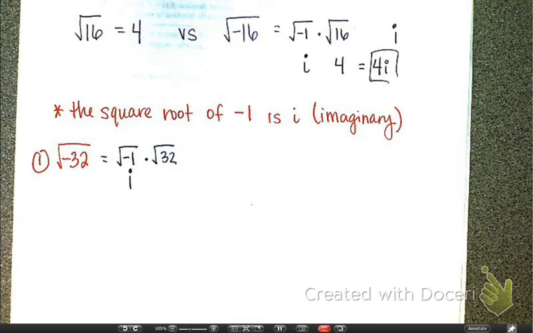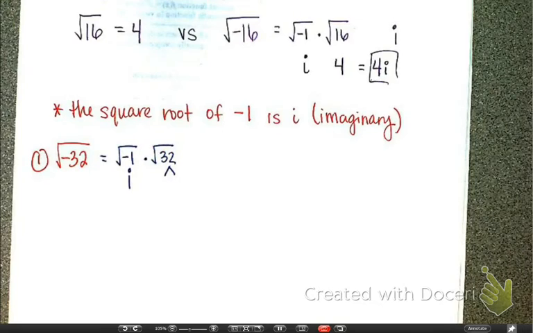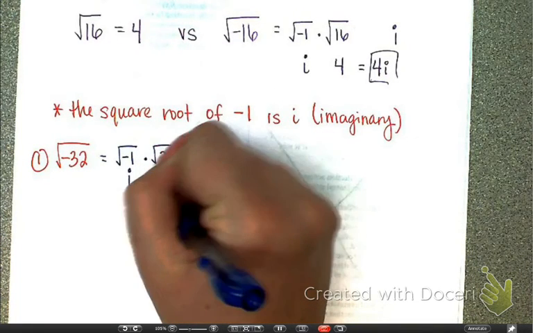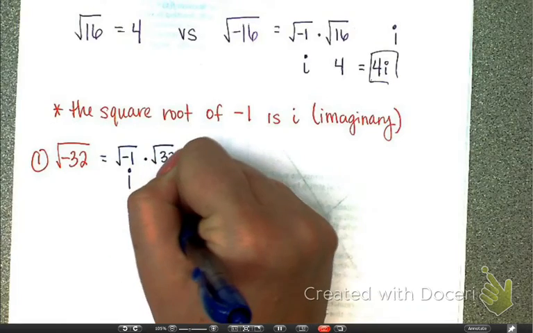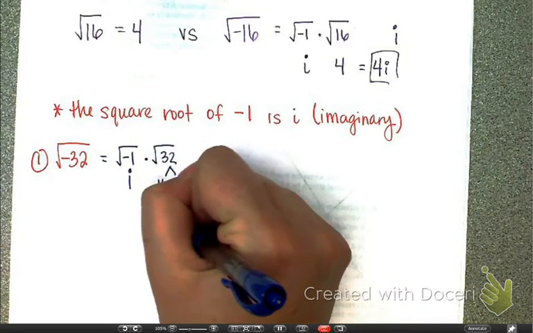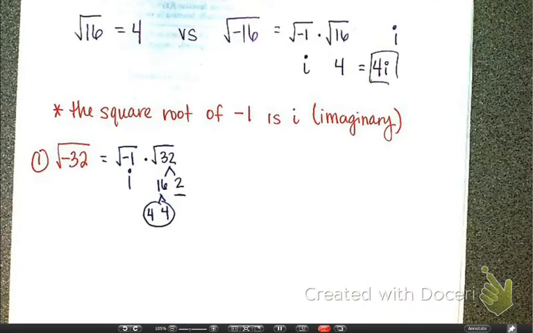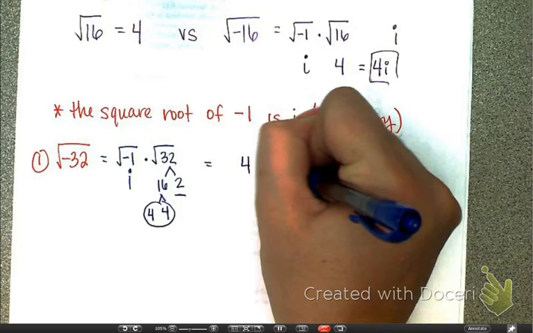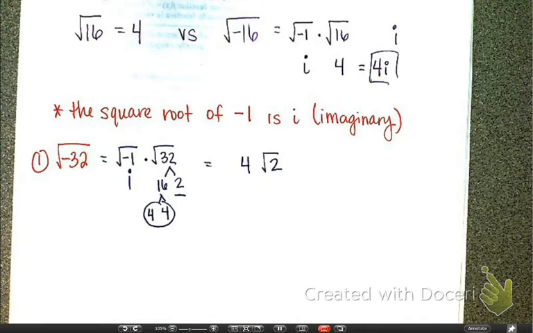How do I find the square root of 32? Factor tree. Give me two numbers that multiply to 32. 16 and 2, okay? And 16 breaks down to 4 and 4. So I have a pair of 4s, and I have a leftover 2. So 4 square root of 2, I know is the square root of 32.